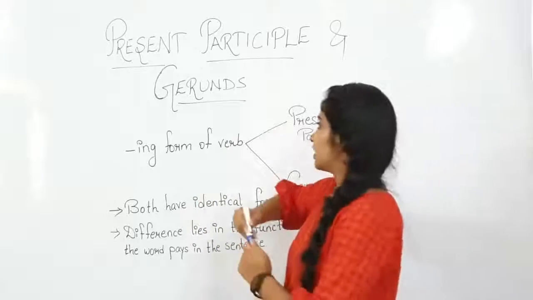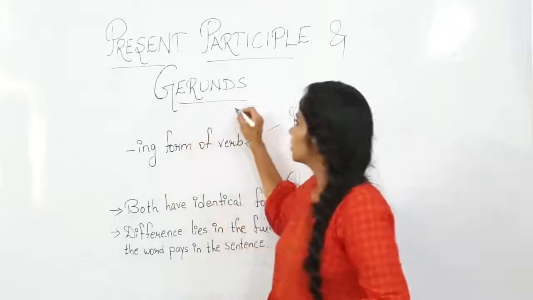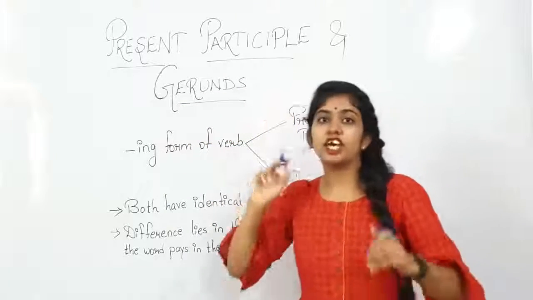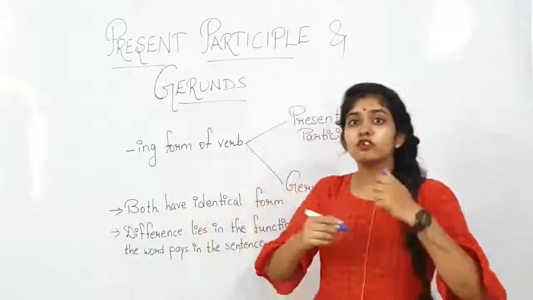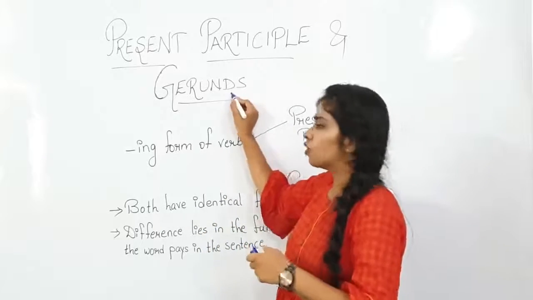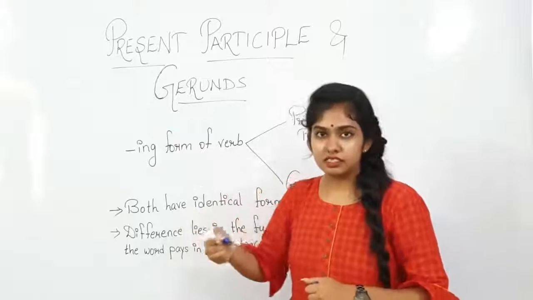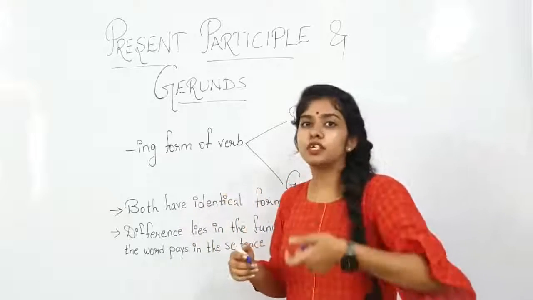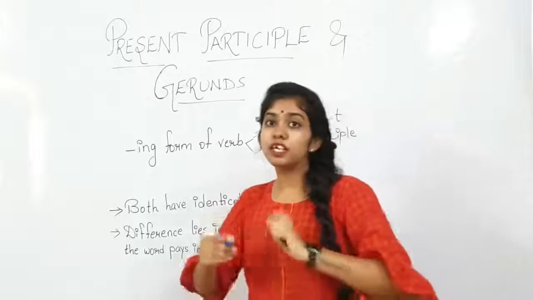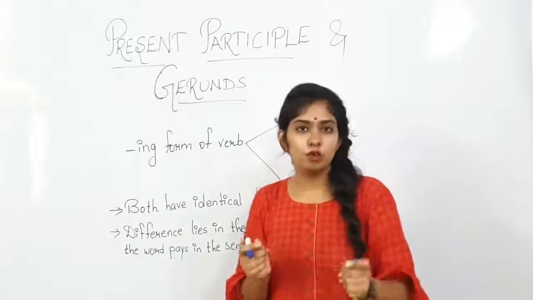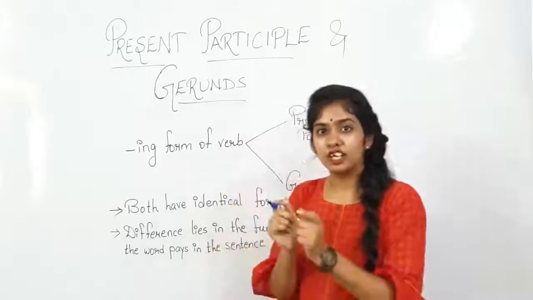But before that, let me tell you that when you are reading this word, it is gerunds. But you don't have to pronounce the D over here. The D is silent. So you will speak it as gerunds. You will not pronounce the D. You will not speak like this. You will speak it as gerunds.